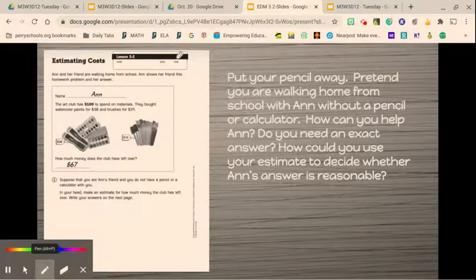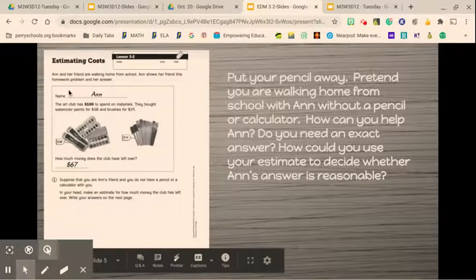Now, for your part, I want you to put your pencil away and kind of just think for a second. You are pretending that you are walking home from school with Anne without a pencil or a calculator. You are going to decide how you can help Anne, and then decide if you need an exact answer, if you could use your estimate to decide whether Anne's answer is reasonable. So looking at the page, we're going to be talking about the problem.